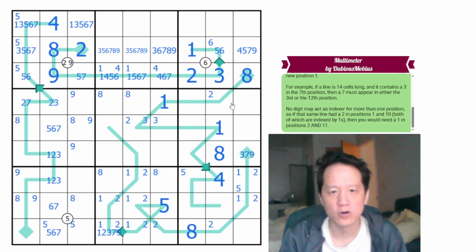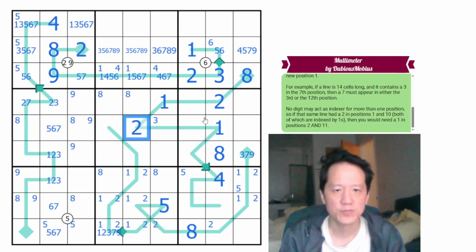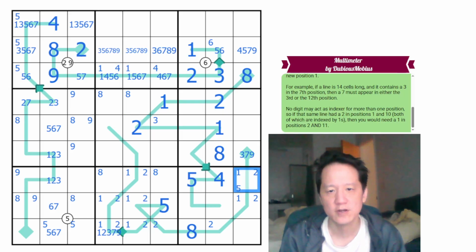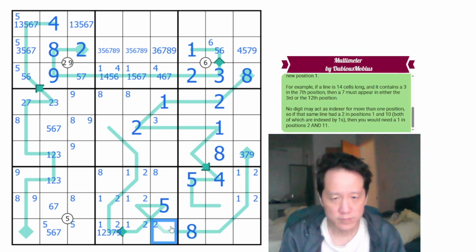So therefore, where's a 2 in box 6? It has to be here. Where's a 2 in box 5? It has to be here. Therefore, this 2 is saying that a 2 has to be in the second position, which it's already satisfying. And this 2 is saying that it has to be a 5 in the second position, so it has to be here. So this is 5, which means this cannot be 5. This can't be 2 anymore.